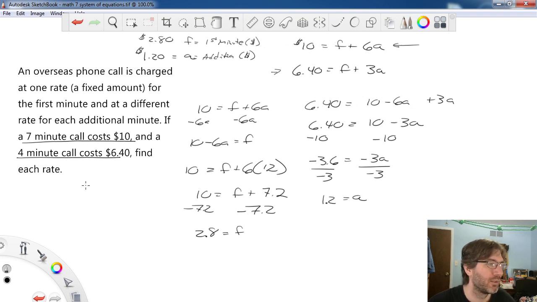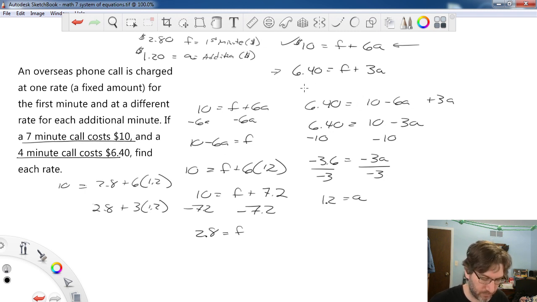We're going to get, hopefully it's going to equal $10, but we got F as 2.8 plus 6 times 1.2. So 6 times 1.2 plus 2.8 does equal 10. So it checks out for that one. Let's check the other one. So I know 2.8 plus 3 times 1.2 should give me 6.4. 3 times 1.2 gives me 3.6 plus 2.8 gives me 6.4. So that one does check out too. So those are your answers. This is what you're looking for right here.